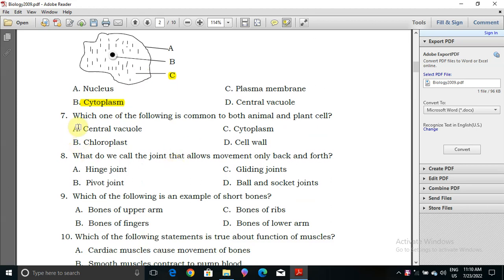Okay, now question number 7. Which one of the following is common to both animal and plant cells? Central vacuole, chloroplast, cytoplasm, or cell wall. Here it's asking what is common to both animal and plant cells, found in both, and it will be the cytoplasm. The central vacuole is found in plant cells, but it's not found in animals. Chloroplast is found in plants, but not in animals. Cell wall is found in plants, but not in animals. So that means cytoplasm is found in both cells.